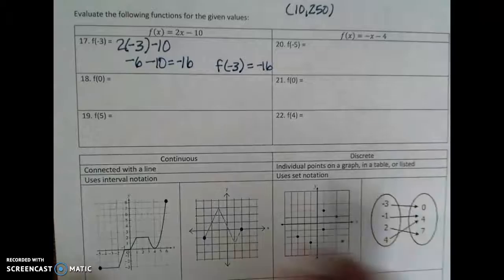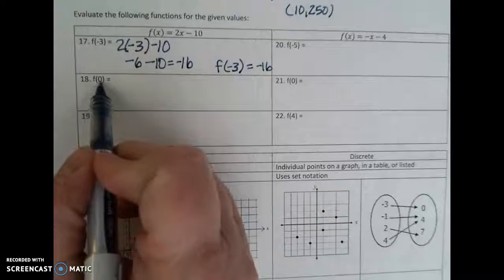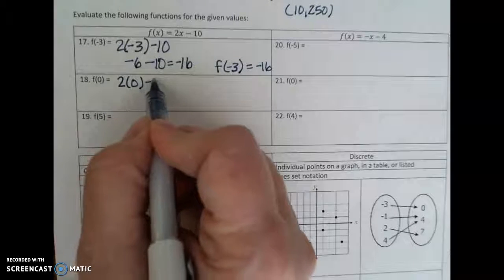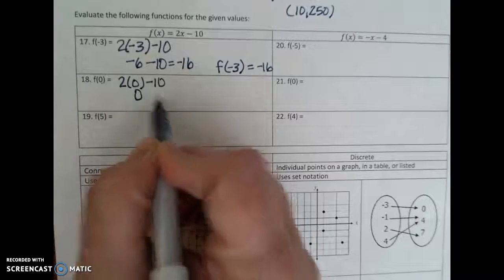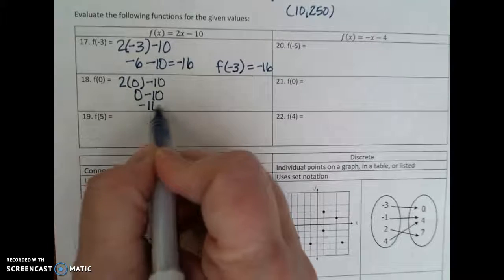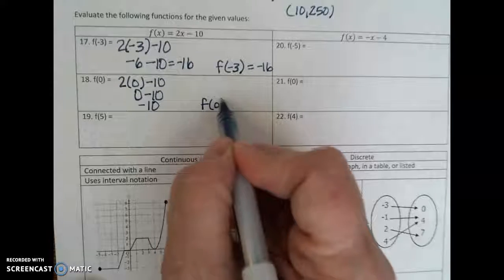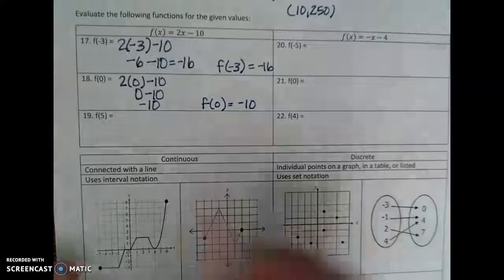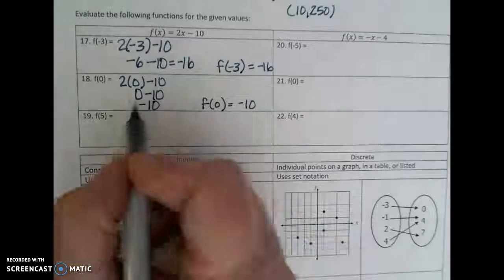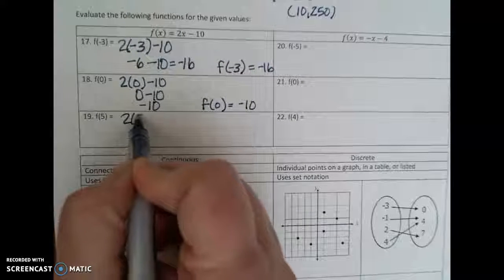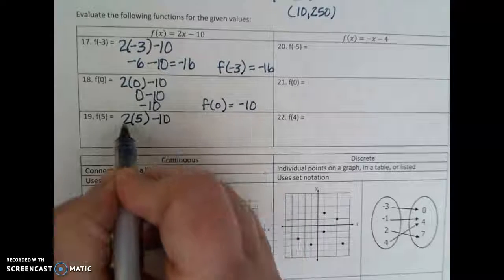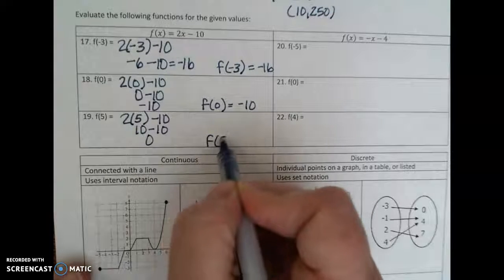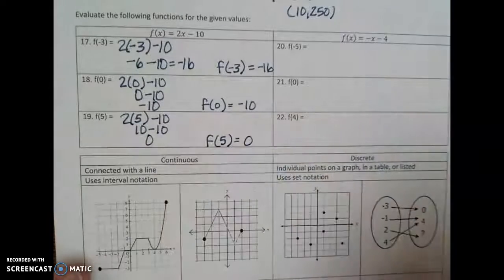Let's try it again for 18. It says f of 0. That means when x is 0, what is y? So where x is, I'm going to plug in 0. 2 times 0 is 0. Minus 10, I get negative 10, so f of 0 equals negative 10. We're going to plug in 5 this time, for x, because it's in the x spot. 2 times 5 is 10, minus 10 is 0, so f of 5 equals 0.